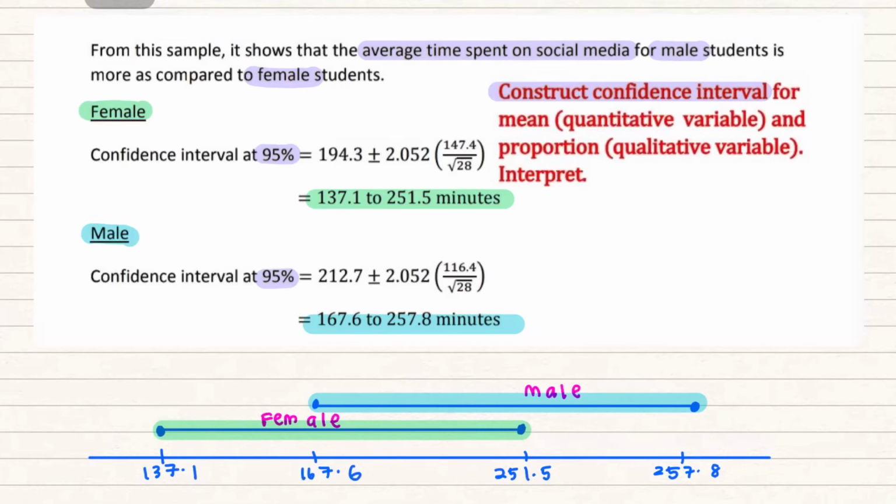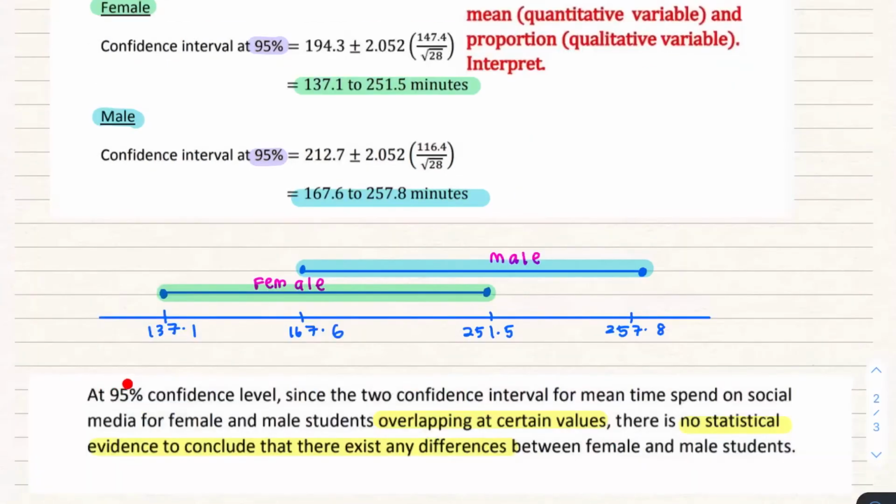And you can write properly, saying that at the 95% confidence level, since the two confidence intervals for the mean time spent on social media for female and male students overlap at certain values, this is very important, there is no statistical evidence. So your reason is because of overlapping. Your conclusion: no statistical evidence to conclude there exists any difference between the female and male students.